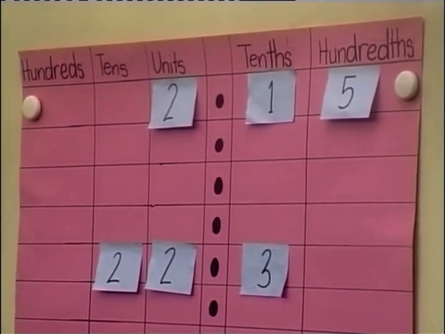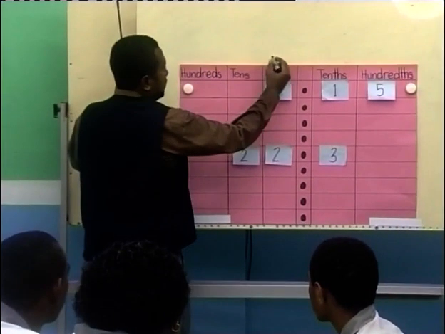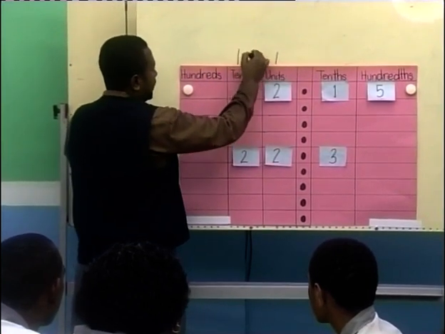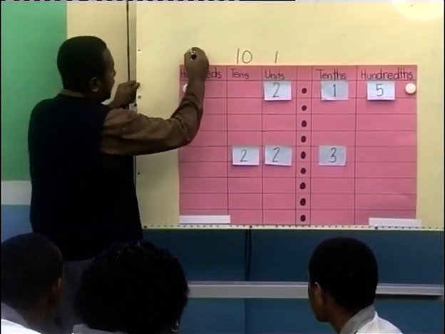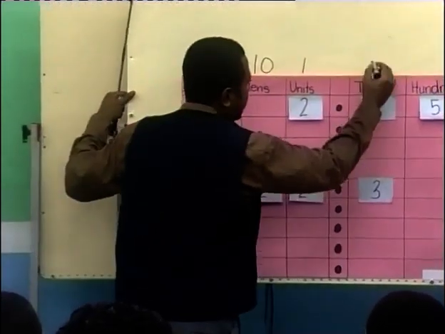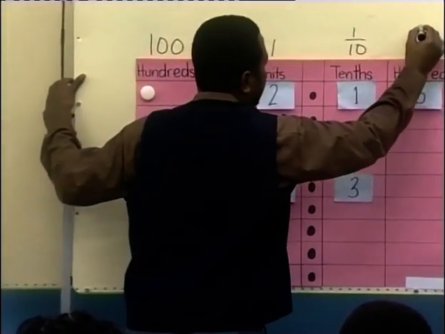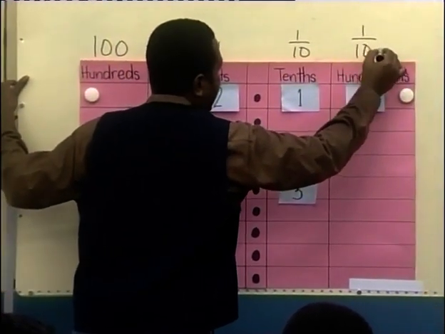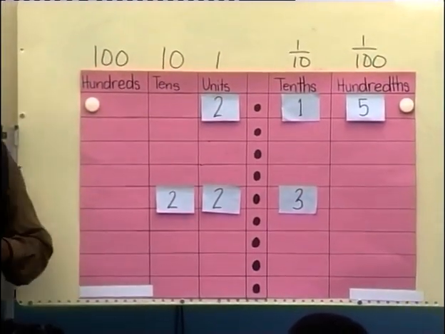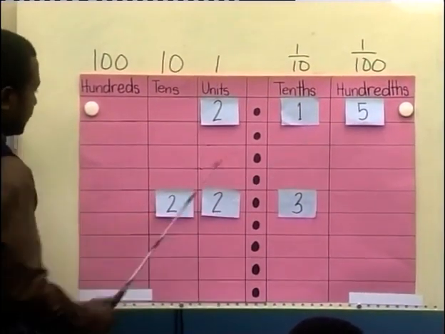Okay? Now, units is sometimes known as ones, tens is 10, and hundreds is 100, and tenths is 1 over 10, and hundredths is 1 over 100. Okay? Now, we are going to find the place value of each of these numbers.